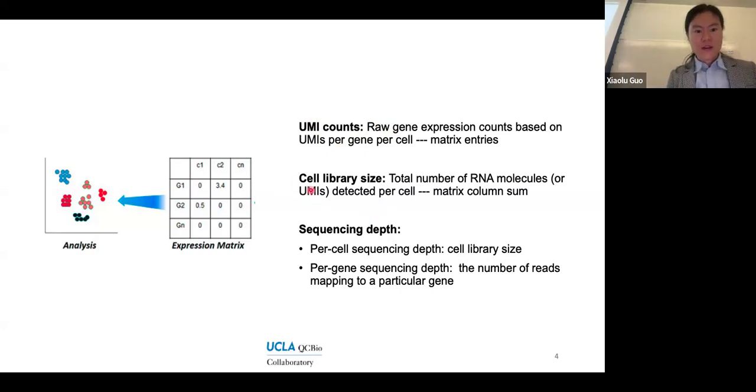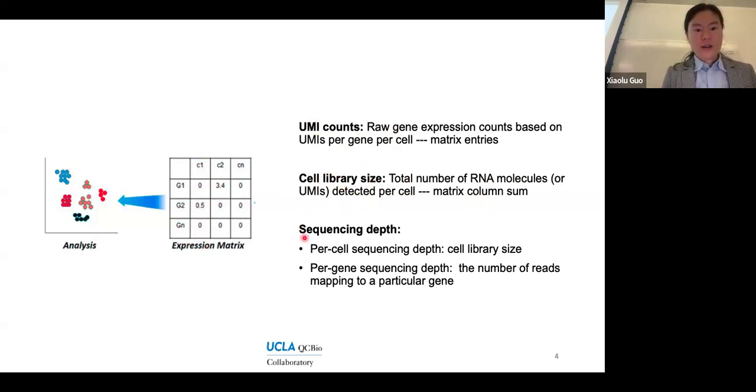And then another concept is the cell library size, which is the total number of mRNA molecules detected per cell. So for each column, that's a cell, taking the sum of that cell, and that's called the cell library size.